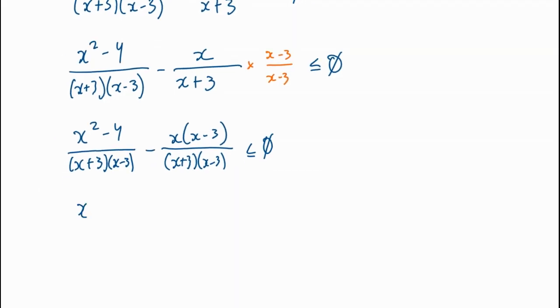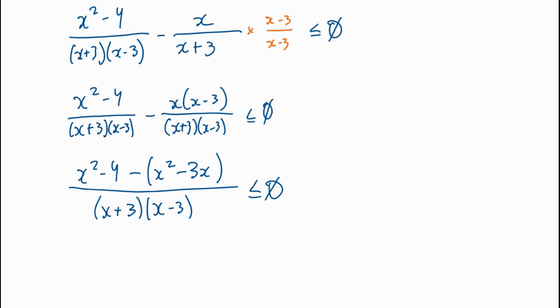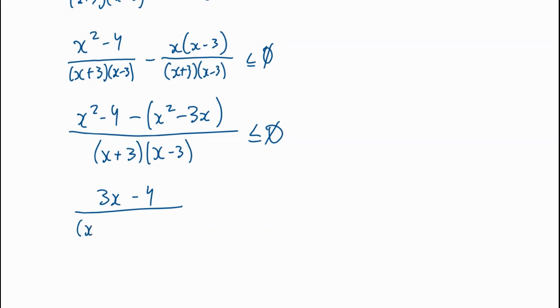So we've got x squared minus 4 minus x squared minus 3x. X squared minus x squared, that's going to be 0. Negative times negative gives me 3x minus 4 over x plus 3, x minus 3.